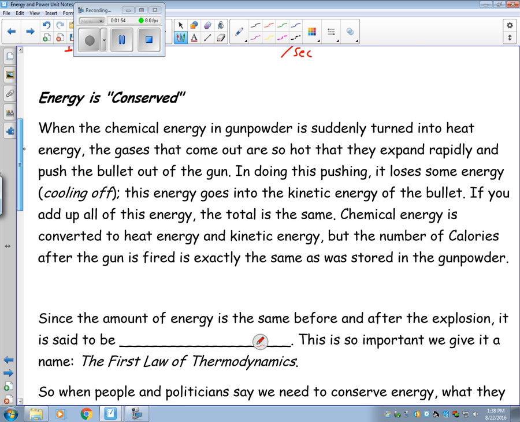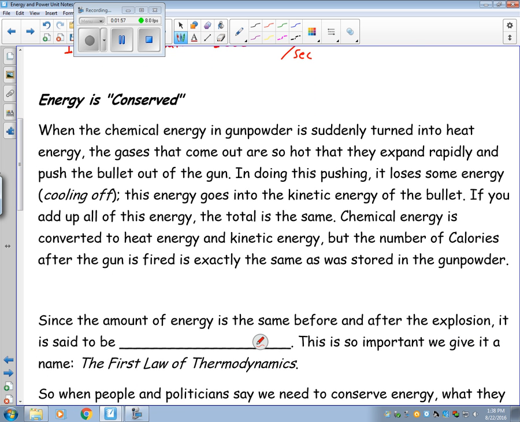All right, energy is conserved. You probably heard this in chemistry. Basically, if we take a chemical reaction like gunpowder, if I fire a gun, there's gunpowder inside of it that's suddenly turned into heat energy. The gases that come out are so hot that they expand rapidly. So the gunpowder heats up the air inside the muzzle of the gun, makes it really, really hot, and expands it, and it pushes the bullet out of the end of the gun. In doing this pushing, you're losing some energy. It's cooling off. And that energy then goes into kinetic energy of the bullet.